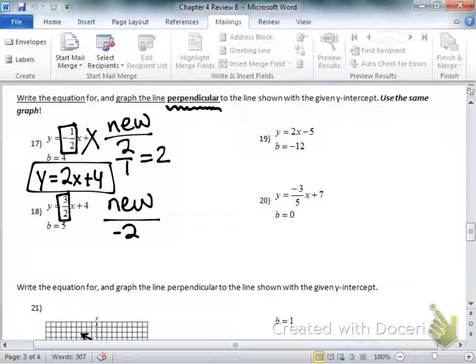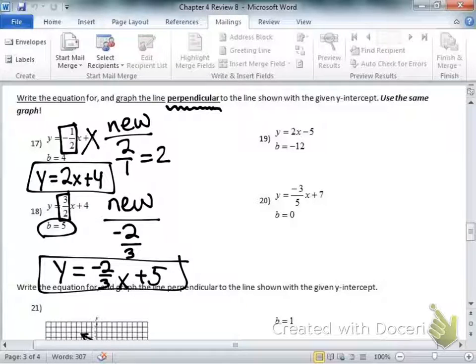Negative 2 over 3. Very good. Flip it, change the sign, and then my b is 5. So y equals negative 2 over 3 x plus 5.